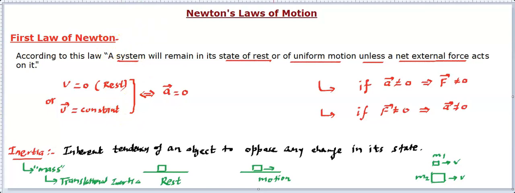Anyway, a few points that I can quickly summarize over here. The first law talks about the relation between A and F. Not exactly the relation, but it says how they are linked together. They will be simultaneously zero or simultaneously non-zero. That's the point. And it is related to inertia. So sometimes we also call it the law of inertia.